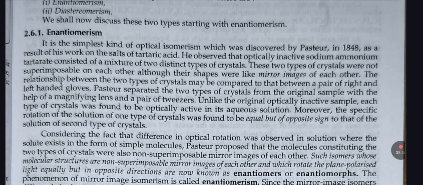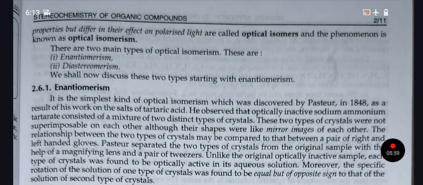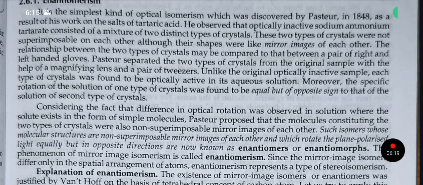Enantiomer. It is the simplest kind of optical isomer, which was discovered by Pasteur in 1848 as a result of his work on the salts of tartaric acid. He observed that optically inactive sodium ammonium tartrate consists of a mixture of two distinct types of crystals. These two types of crystals were not superimposable on each other, although their shapes were like mirror images of each other.